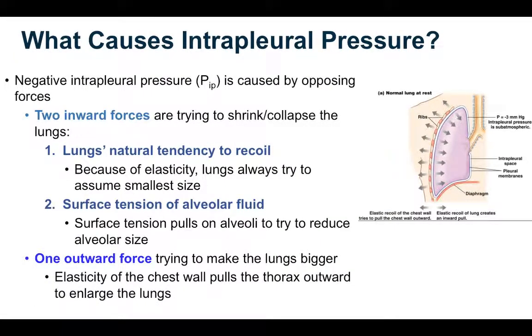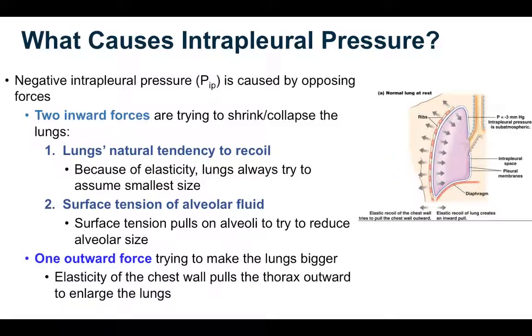As for the factors that cause this negative intrapleural pressure, there are two factors working together that are trying to make the lungs collapse down to really, really small. The first is the lungs' natural tendency to recoil. Lungs are made up of elastic tissue, and just like a balloon, if it doesn't have any air in it, it's going to shrink down as small as possible. The second thing that is going to try and make the lungs shrink down is the surface tension of the fluid that's in the alveoli. Just like if you were to spill some water on a table, it's going to want to ball up because of that surface tension. The liquid inside of the alveoli in the lungs wants to do that as well.